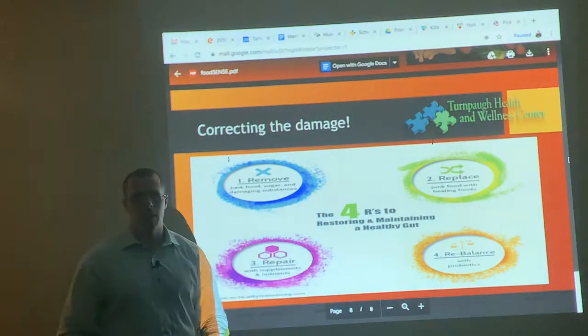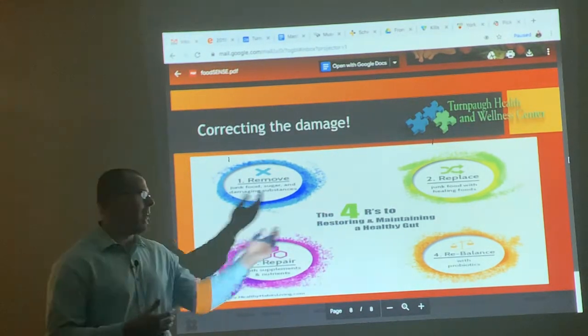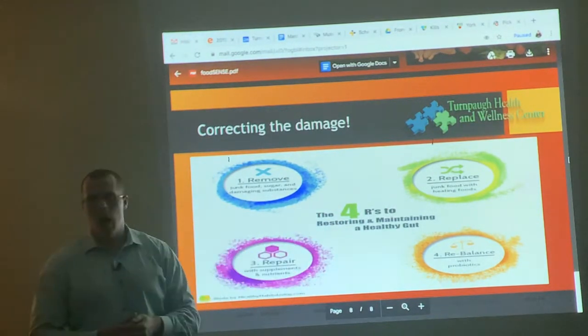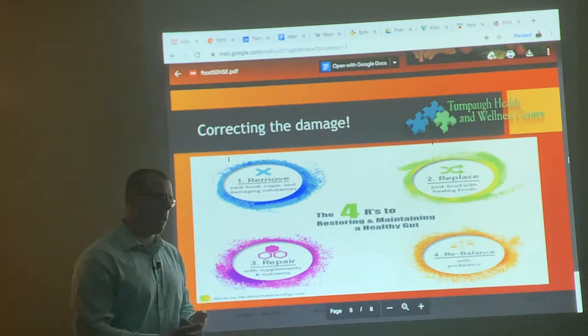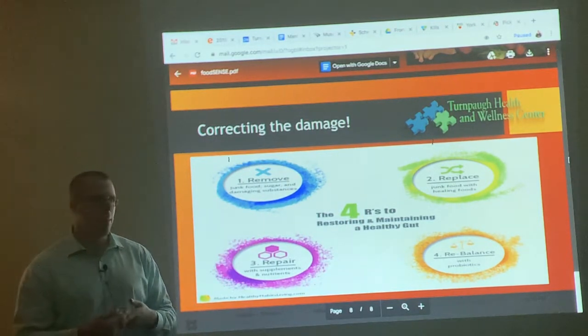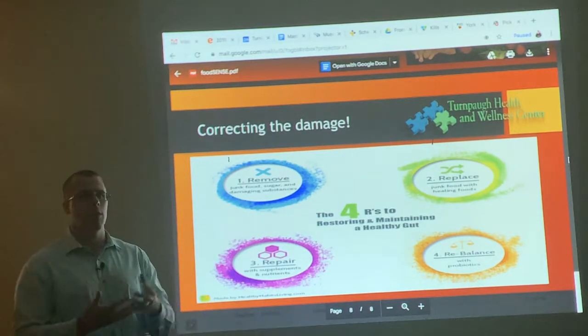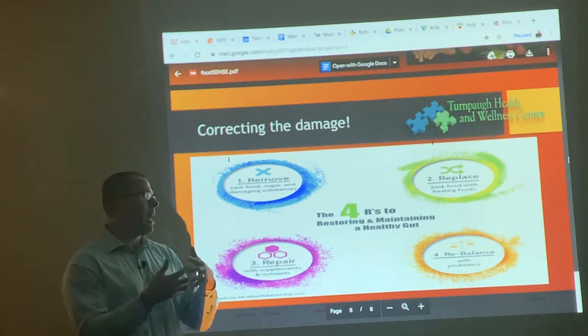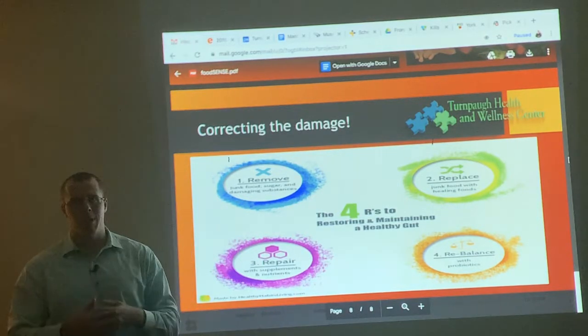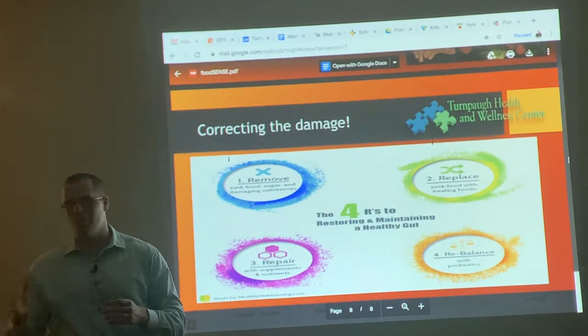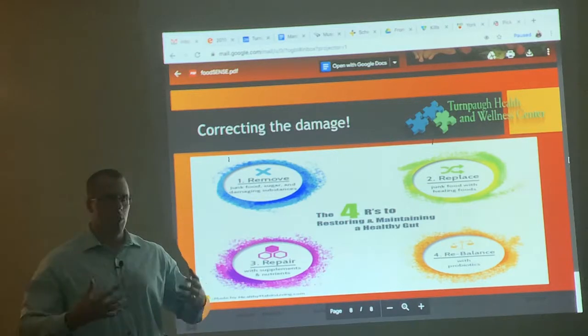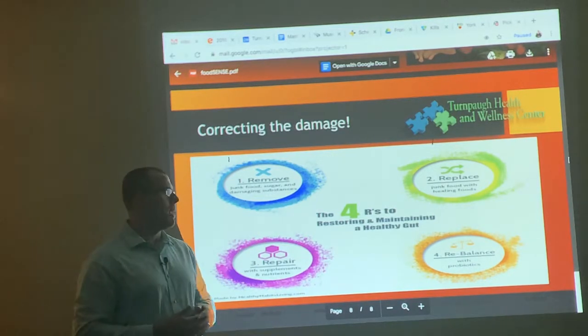And now we rebalance. So we rebalance, or I call it reinoculate. So we add good probiotics back in at this time. We start to shift your microbiome so you have more eubiosis, which is a balance of good and bad bacteria, because it's impossible to 100% get rid of all bad bacteria, but we start to reinoculate with more healthy bacteria.